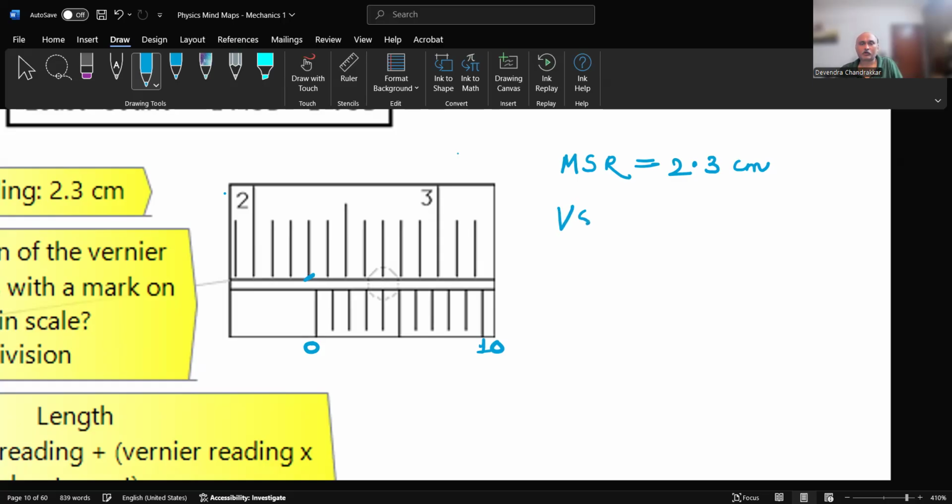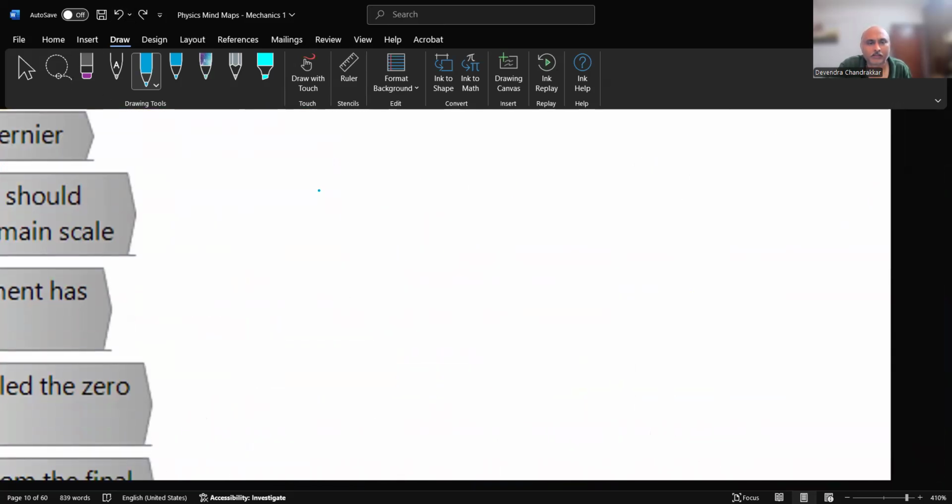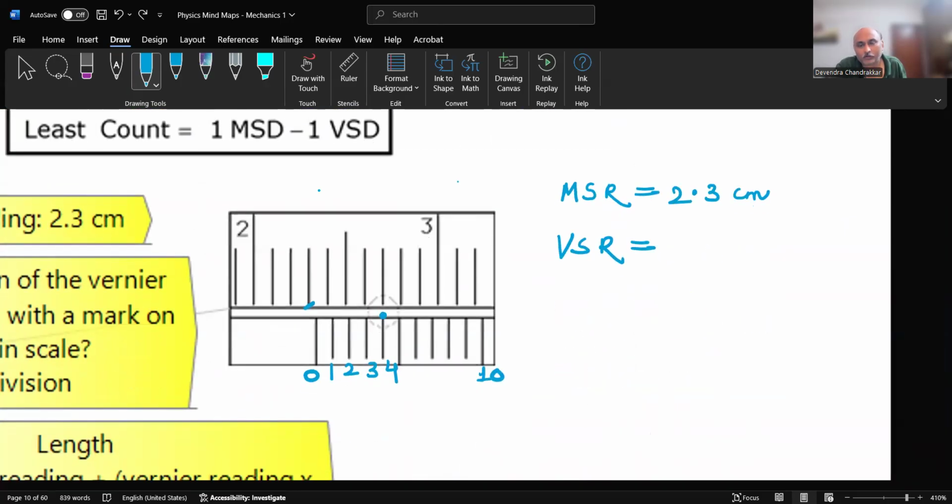Now what about the vernier scale reading? Zero? No, not 0. Check which marking on the vernier scale coincides with any mark of the main scale. Here you can see this is first, second, third, fourth. The fourth coincides with this mark on the main scale. We don't care about the main scale value. It should coincide with any of the marks. So the vernier scale reading is 4 units, or you can write 4 VSD.